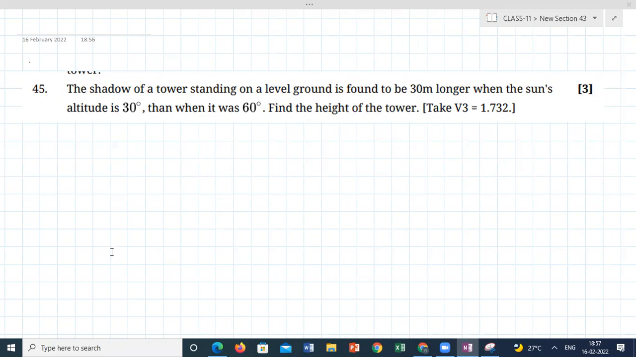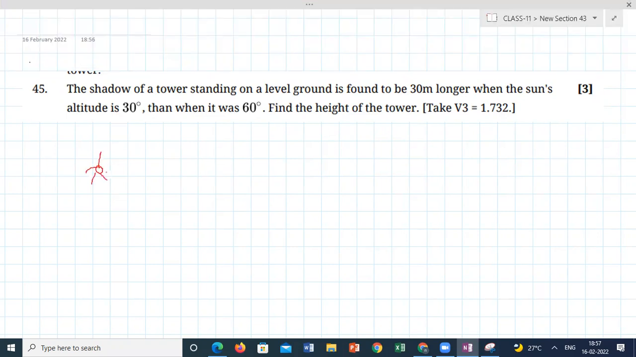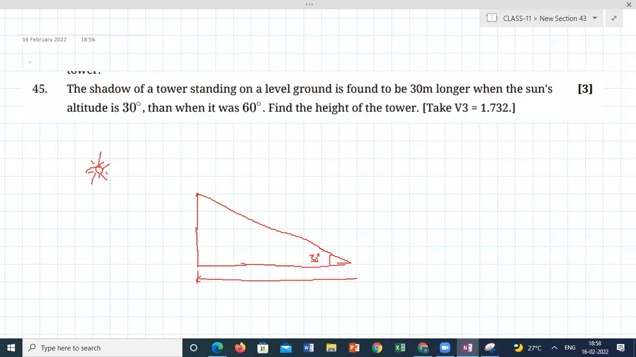How does the diagram look? Suppose this is the sun's position. This is a tower standing on the ground like this. You can see the shadow. This is the shadow at one particular position, at 30 degrees. I don't know the length. Suppose I take this as O. AB is the tower.